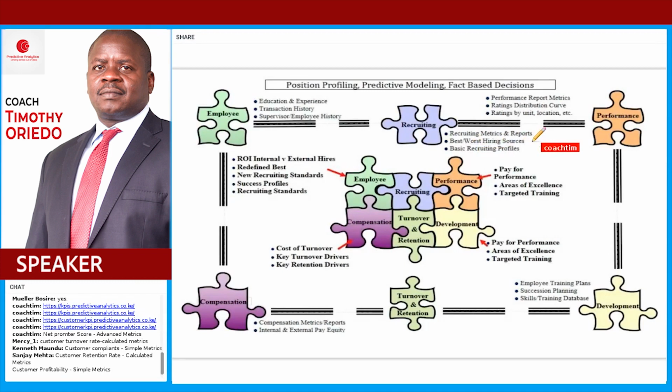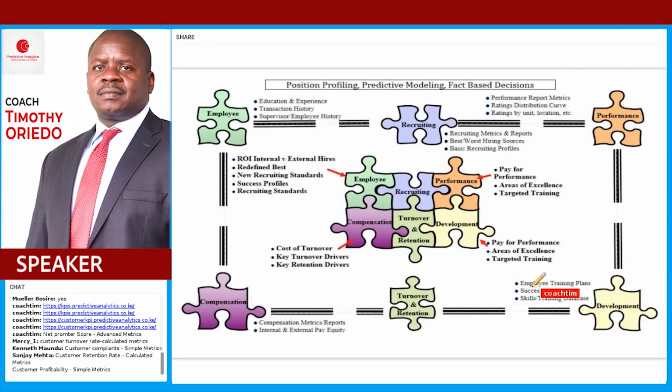Depending on where you're sourcing your talent from, are you advertising in the newspaper? Are you doing word of mouth? Are you using LinkedIn? Are you headhunting? Or basic recruiting profiles? And then in performance, you look at performance report metrics: ratings, distribution curve, ratings by units, locations. So when an employee is finally recruited, you start looking at the performance, and at that stage, you look at this kind of metrics.